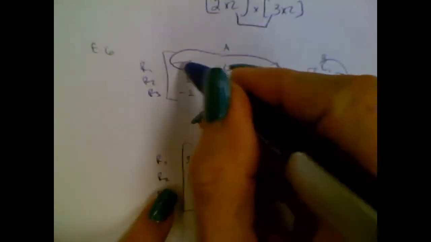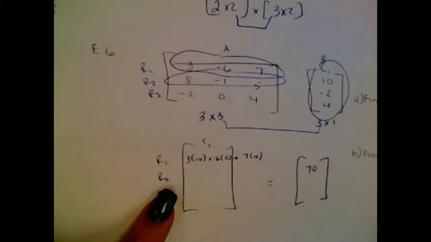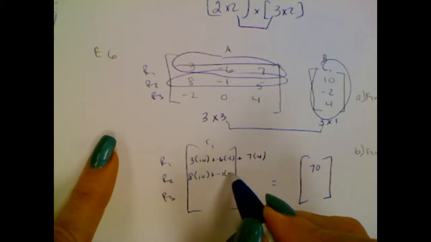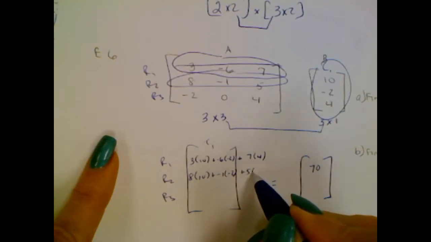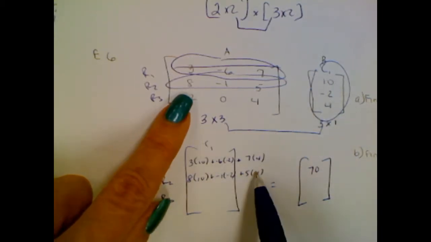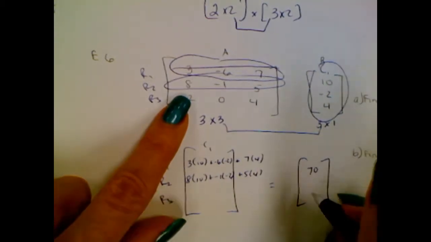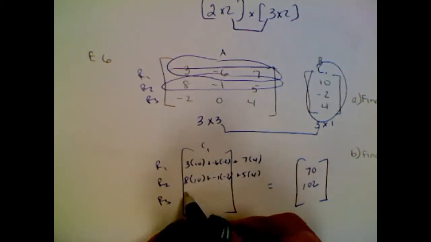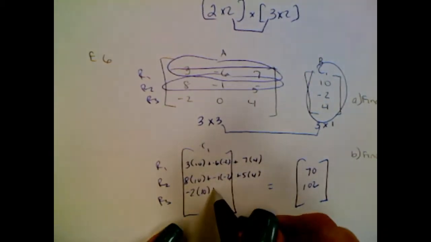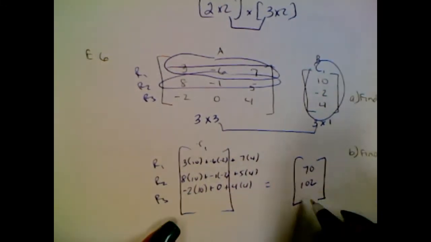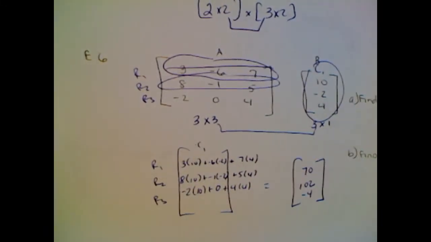Now, I'm done with row 1, so I'm going to circle row 2. So it's 8 times 10 plus negative 1 times negative 2 plus 5 times 4. So it's, well, we got 80 and we got 20. That's 100. And 2. 102. And the last one is negative 2 times 10 plus 0 plus 4 times 4. So what is that, negative 4? Is that what you guys got?